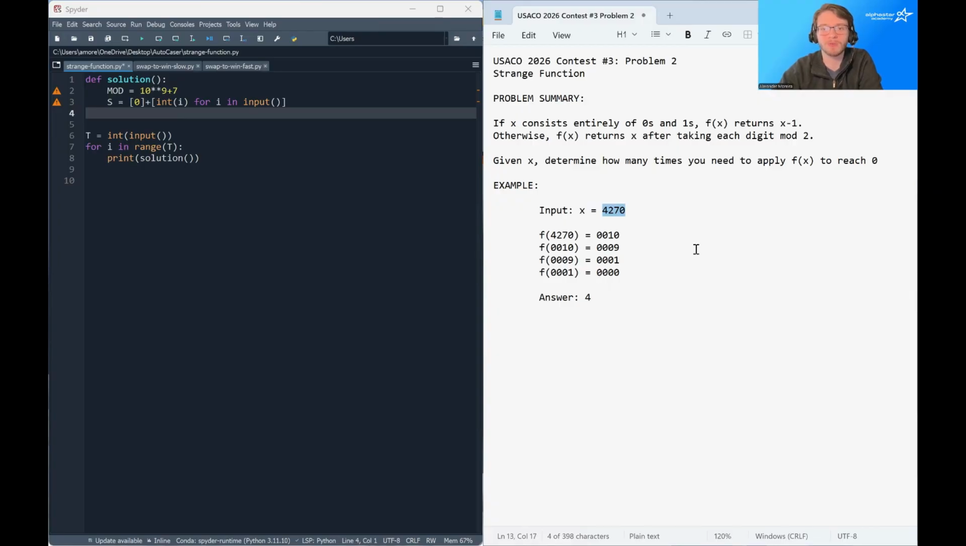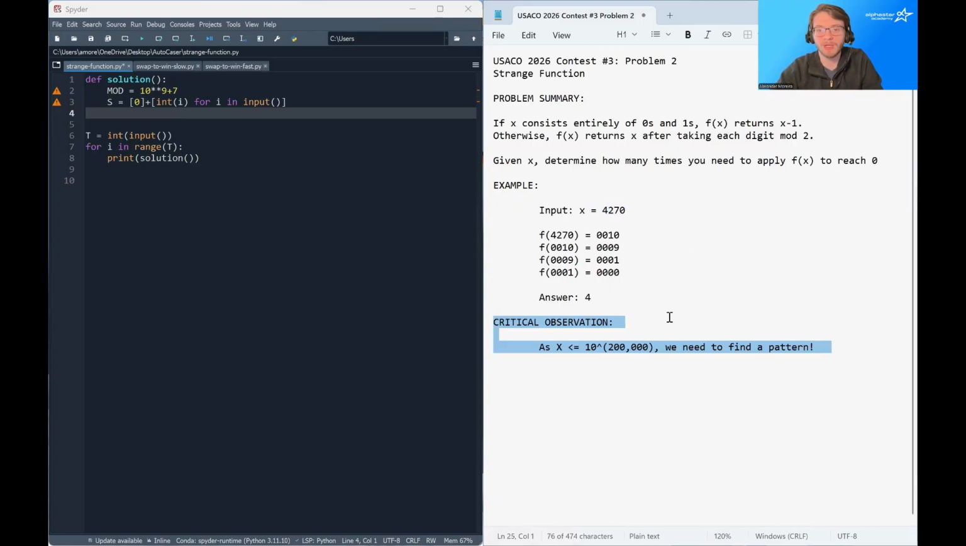And we want to be able to solve this for very large values of x. In particular, we're told that x can go up to 10 to the power of 200,000. Since x is so large here, brute force will not get full credit, and we have to find a pattern in order to solve this problem. And when I want to search for a pattern in a USACO question, my strategy is always going to be a test case bash.